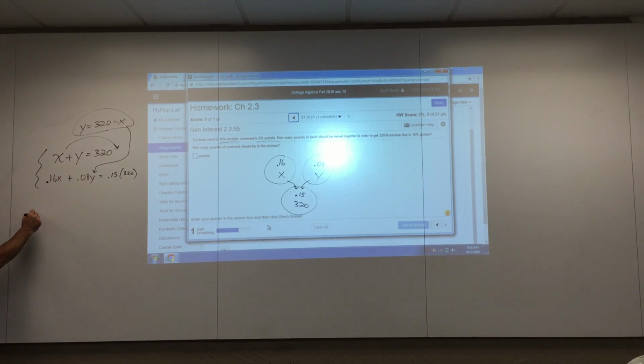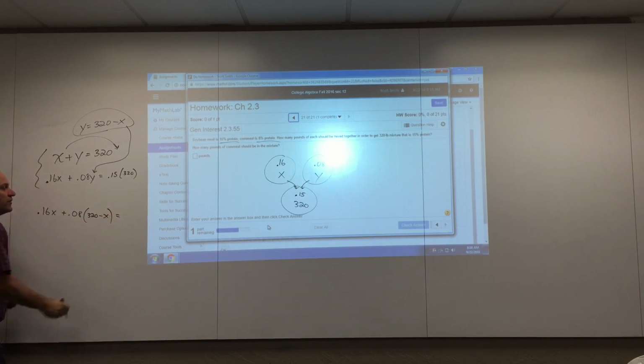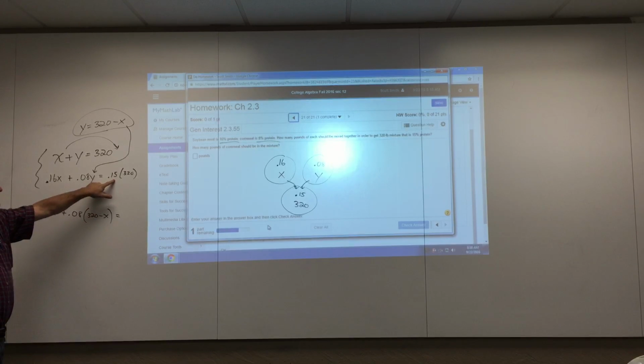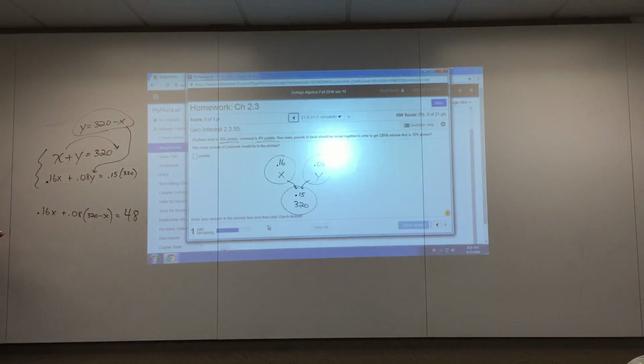And now I have this: 0.16x plus 0.08 times (320 minus x) equals this number. Can somebody help me with that number? 48. Thank you very much. Cool. Here we go. We eliminated one of the variables by substituting. And now I can solve for x.